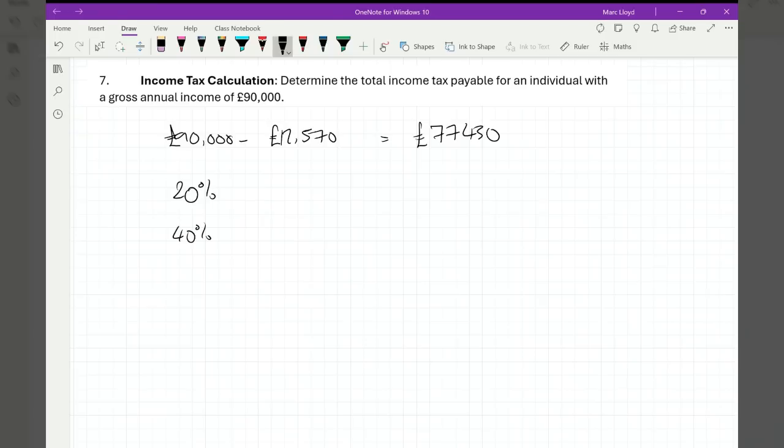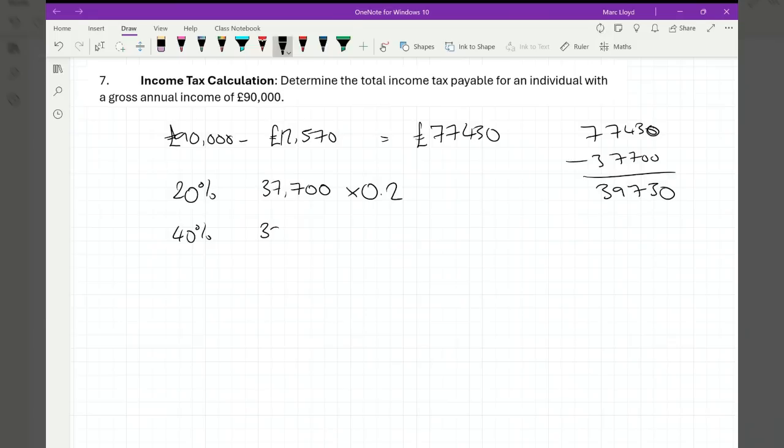So it says in the prelim up to 37,700 is in the 20% bracket. Now, I'm just going to subtract that value from my taxable amount. So take away 37,700, and that gives us 39,730. That's the amount that's going to be left over into the 40% bracket. So that's the amount of money that goes in there.